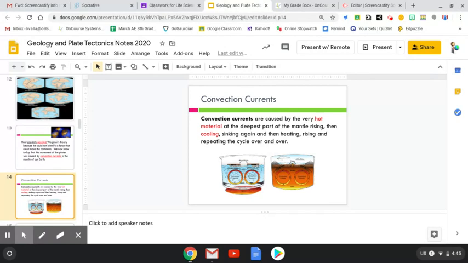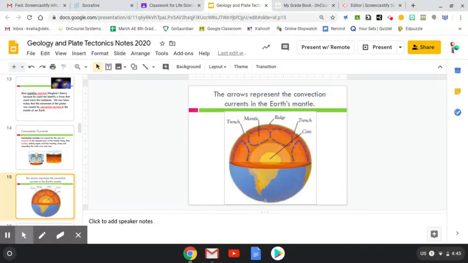The same thing happens with convection currents. Convection currents are caused by a very hot material at the deepest part of the mantle rising. Then it cools, sinks again, and then heats and rises, repeating the cycle over and over again. That's how it works. The more heat that is found from the core, the more it's going to cause that movement pattern of moving those plates, even though very slowly.